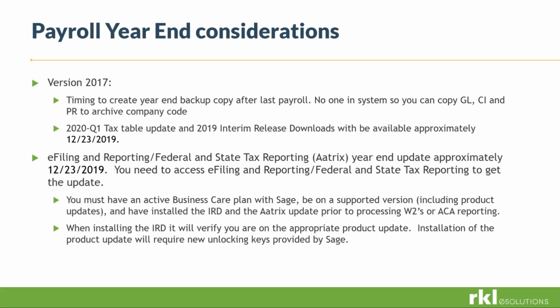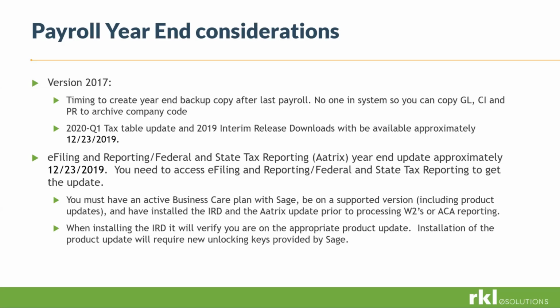The tax table update in the IRD will be available approximately December 23rd. You can start checking 4 or 5 days in advance for that. Okay, and the same thing with the W-2 forms and all of the other forms that you'll need for your eFiling or your federal and state tax reporting. Those forms will be available in and around the same time.